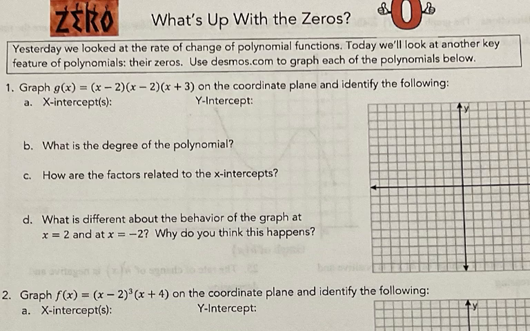So it first asks for the x-intercepts. So where might those be? At 2. And at -3. So we have 2 x-intercepts at 2 and at -3.